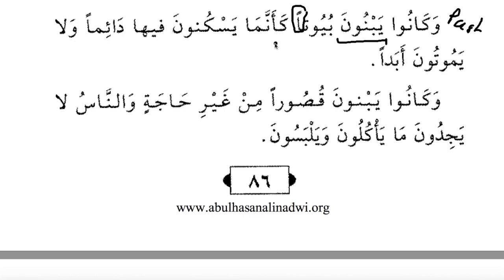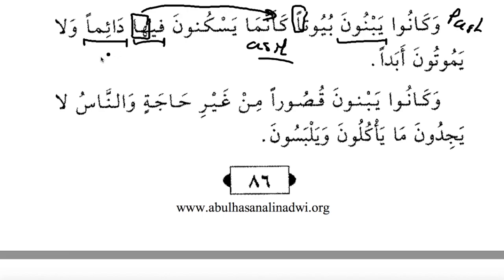كَأَنَّمَا is like saying as if. Yaskununa, as if they live or they will live, fiha, in them. Even though it's literally saying "in her," it's because houses is feminine. So they built houses as if they will live in them da'iman, forever. Da'iman means always, but in this case it's like saying they will live there forever. وَلَا يَمُوتُونَ أبدا, and they will not die, from the verb مات, meaning to die. And they will not die أبدا, never.